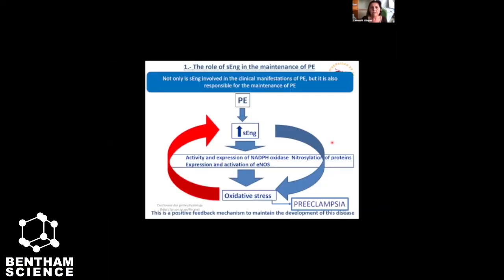So all these results suggest that soluble endoglin is not only involved in the clinical manifestation of preeclampsia, but it is also responsible for the maintenance of preeclampsia. I mean, preeclampsia produces high levels of soluble endoglin that lead to an elevation of oxidative stress that results in a further increase in soluble endoglin. So a positive feedback mechanism is established to maintain the development of preeclampsia.